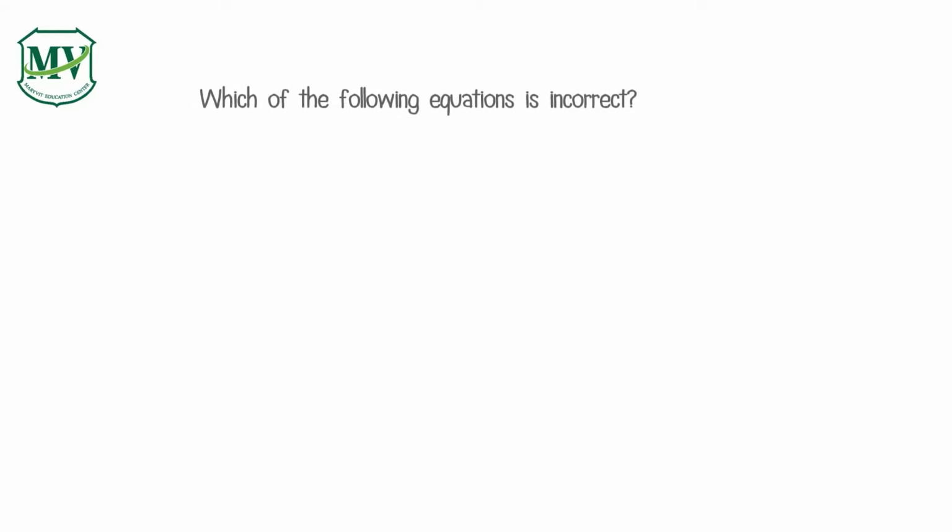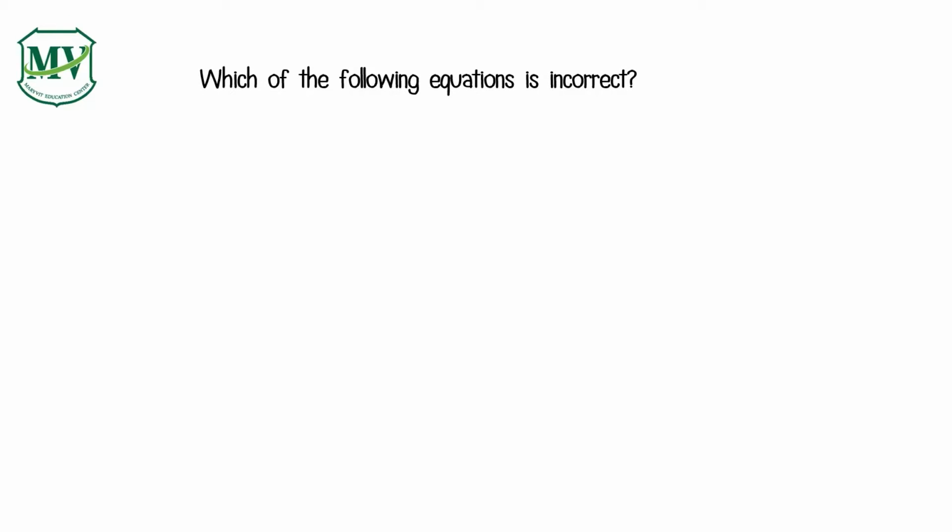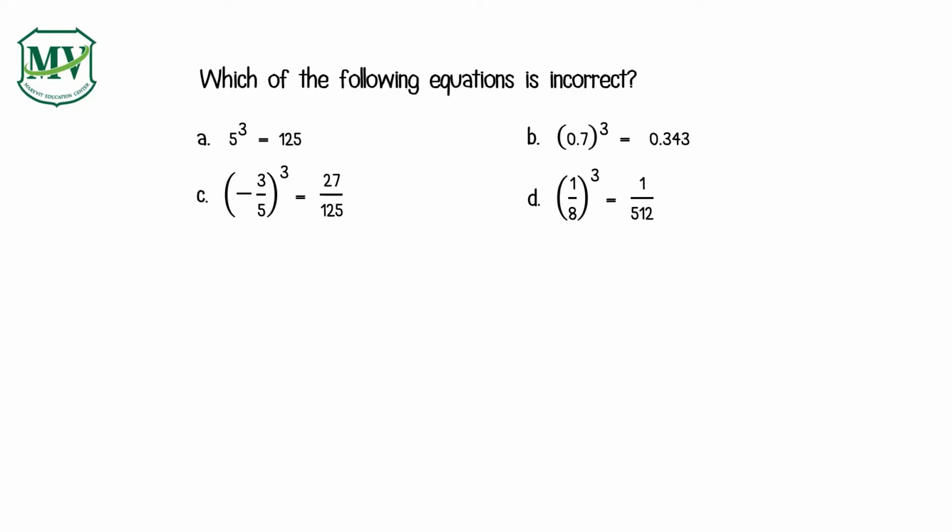So let's proceed to this question. Which of the following equations is incorrect? Letter A, 5 raised to 3 is equal to 125. Letter B, the quantity of 0.7 raised to 3 is equal to 0.343. Letter C, the quantity of negative 3 over 5 raised to 3 is equal to 27 over 125. Letter D, the quantity of 1 over 8 raised to 3 is equal to 1 over 512. So let's see the solution.